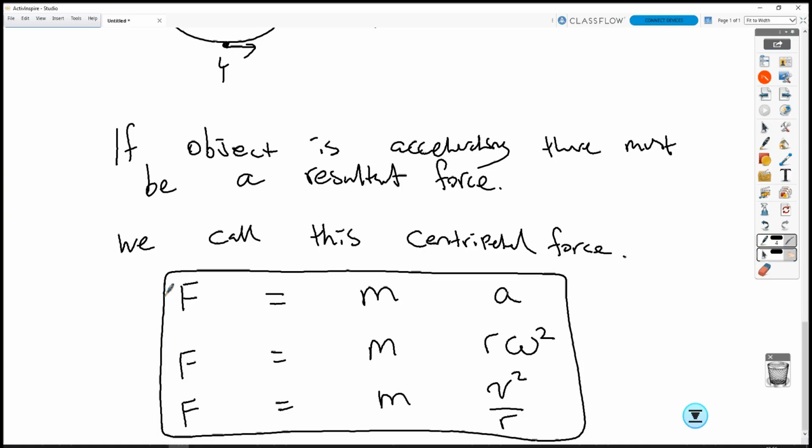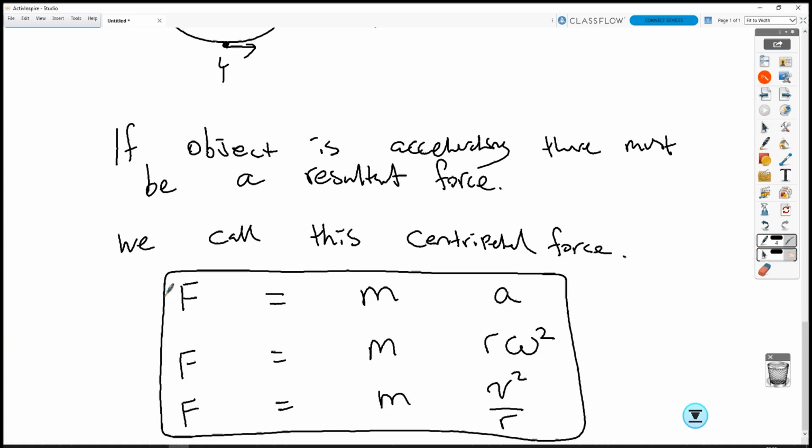So far, you've had to learn 4 equations for angular velocity: omega equals theta over t, omega equals 2 pi over t, omega equals 2 pi f, omega equals v over r, and then 2 equations for centripetal force, F equals mr omega squared, F equals mv squared over r. So 6 equations in total for today's lesson.